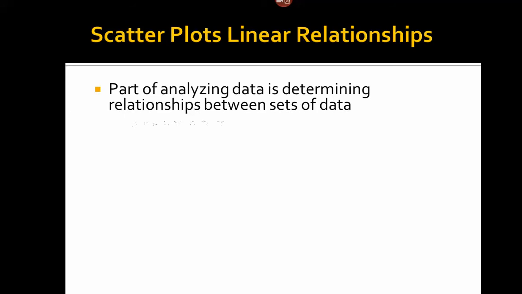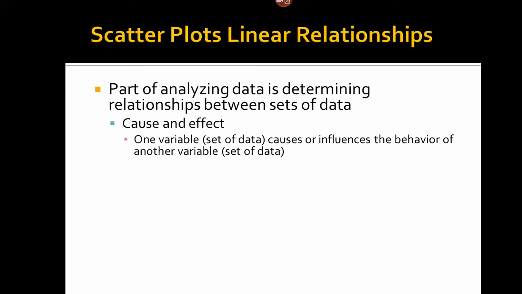And when we talk about relationship with each other, we're talking about whether one may have an effect on the other. So, in a sense, what we're looking for is cause and effect relationships. Usually, we've tagged one variable as causing or influencing the behavior on a second variable.